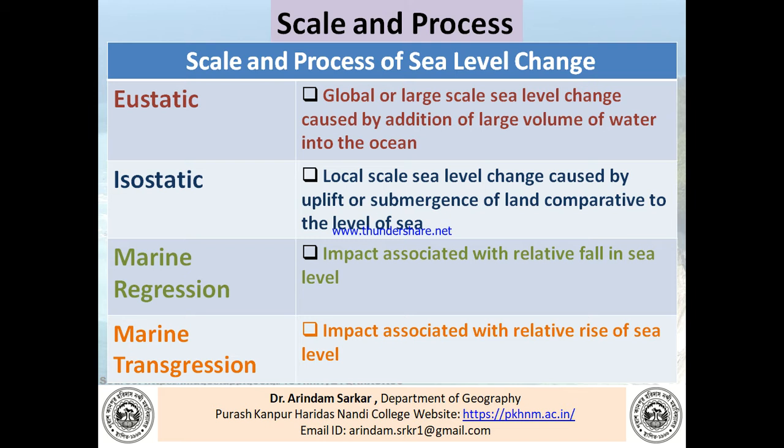Isostatic is the local sea level change caused by the upliftment and submergence of the land comparative to the sea level, and hydrostatic sea level change is a global and large scale sea level change caused by the addition of a large volume of water into the ocean by melting of glaciers.